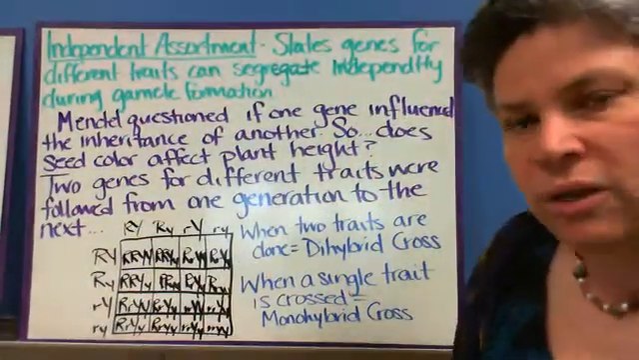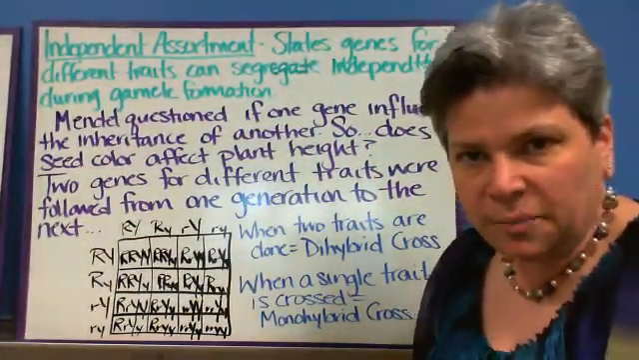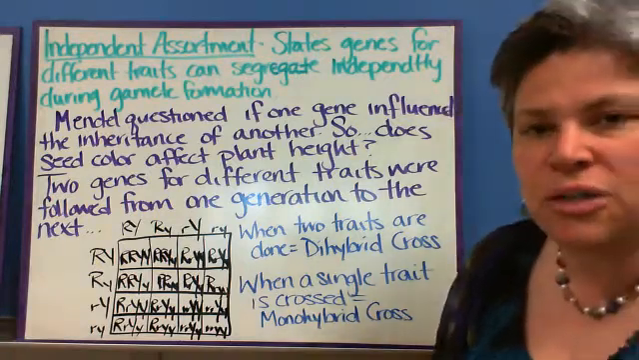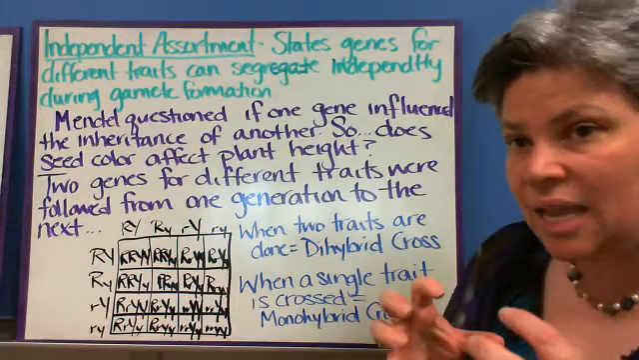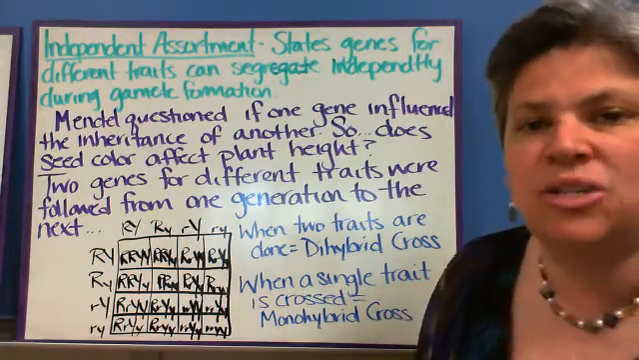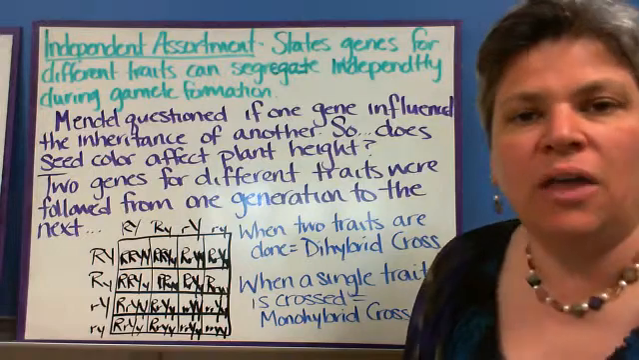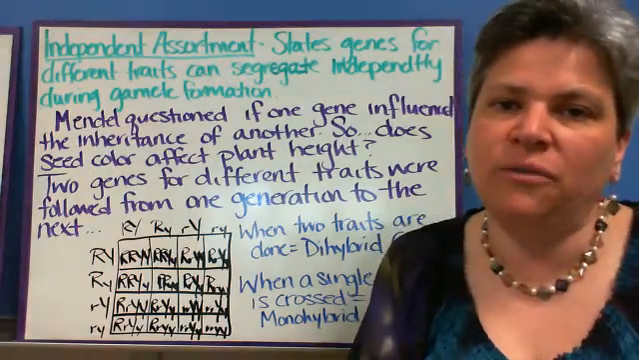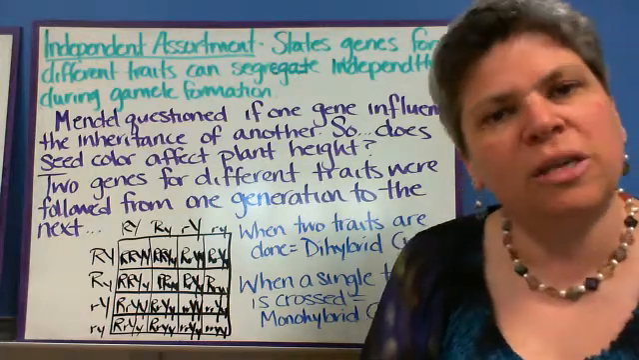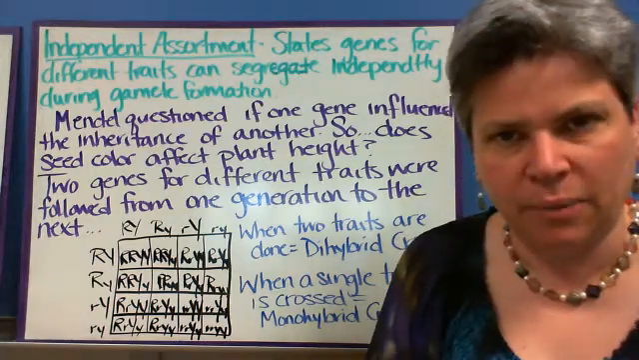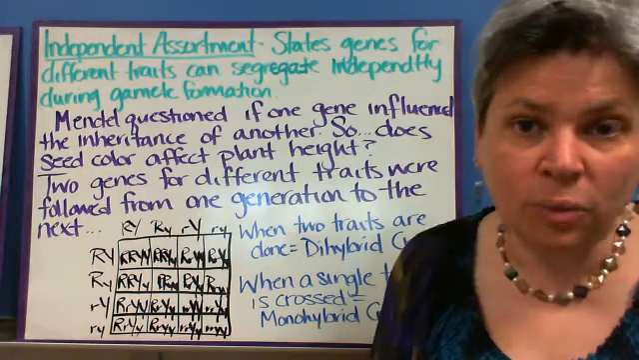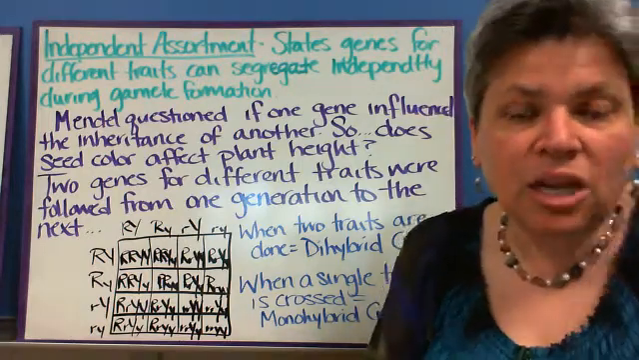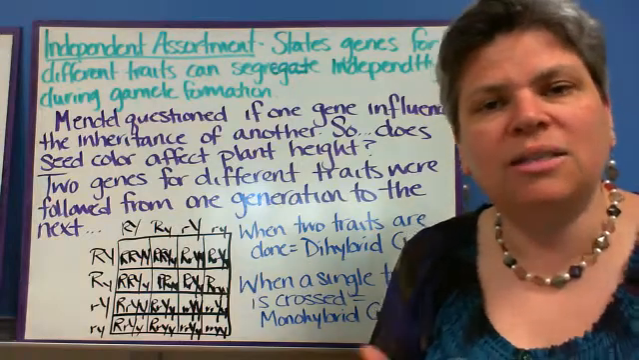So from there, Mendel went through and he came up with this idea of independent assortment. Independent assortment states that genes for different traits can segregate or separate independently during gamete formation. In other words, the information for eye color separates differently than the information for hair color. So just because you have brown hair doesn't mean you're going to have brown eyes. Or just because you have blue eyes doesn't mean you're going to have red hair. So in the case of the peas, just because you're a tall plant doesn't mean you're going to have a purple flower.